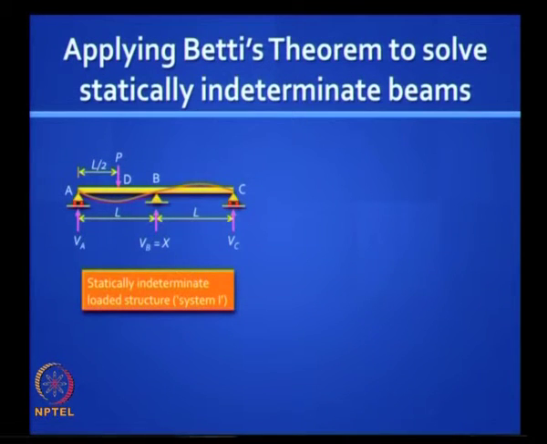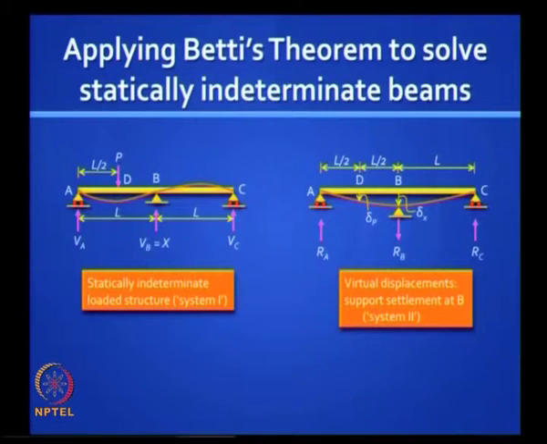The first application is solving statically indeterminate structures. Here you have a two span continuous beam, and let us say that, so it is externally indeterminate. You have two equations of equilibrium to solve three vertical reaction unknowns. So, let us assume one of them to be the redundant, and here we have chosen the middle reaction Vb as a redundant X. Now, we will call the first picture as system 1 and the second picture as system 2. System 2 is virtual.